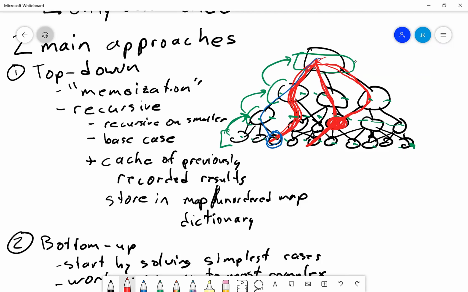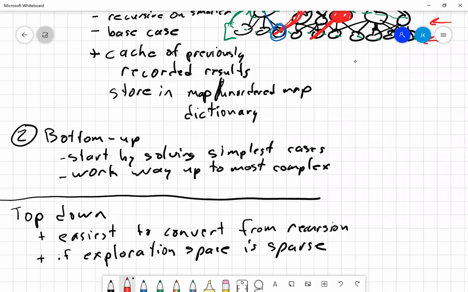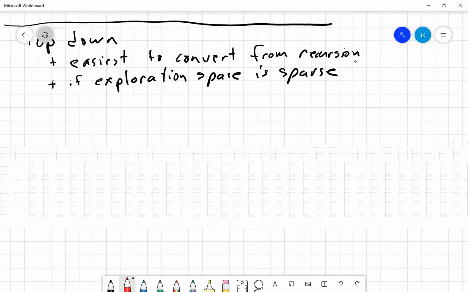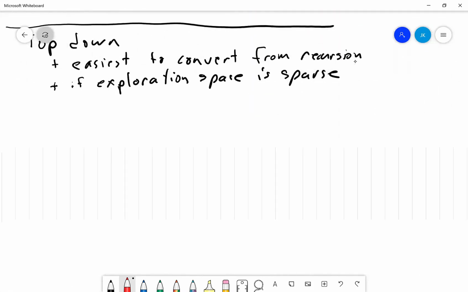If I had had a bottom-up approach, I would have had to first compute everything in the bottom level, and then everything in the one above it, and everything in the one above it, and I would be wasting computation because I'd be computing a lot of stuff I didn't actually need. So if it's sparse, in other words, if only a few of the paths or only a few of the states are going to be reached, then top-down can work very well.